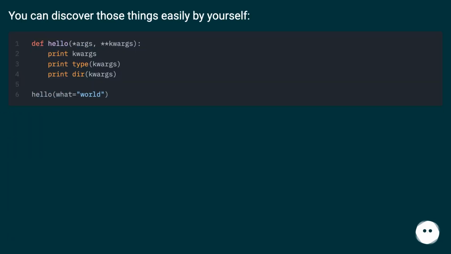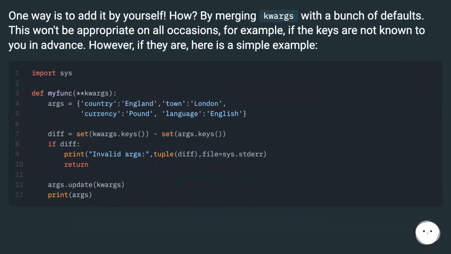You can discover those things easily by yourself. One way is to add it by yourself. How? By merging kwargs with a bunch of defaults. This won't be appropriate on all occasions, for example, if the keys are not known to you in advance. However, if they are, here is a simple example.